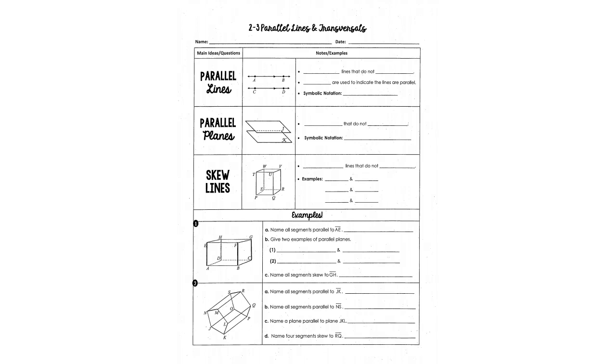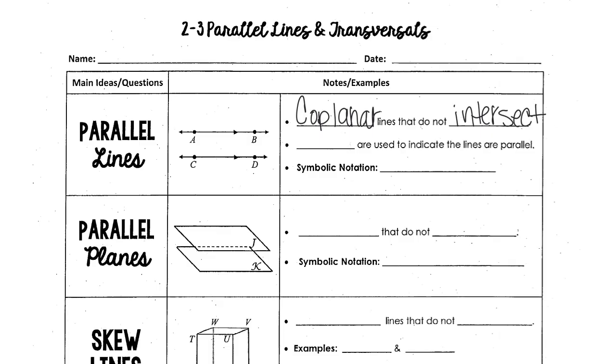Hey guys, today we're going to cover topic 2.3, which talks about parallel lines and transversals. Parallel lines are coplanar lines that do not intersect. So basically, they're going to be continuing in the same direction forever since they're never going to touch. And we use these arrows on the line to indicate that lines are parallel.